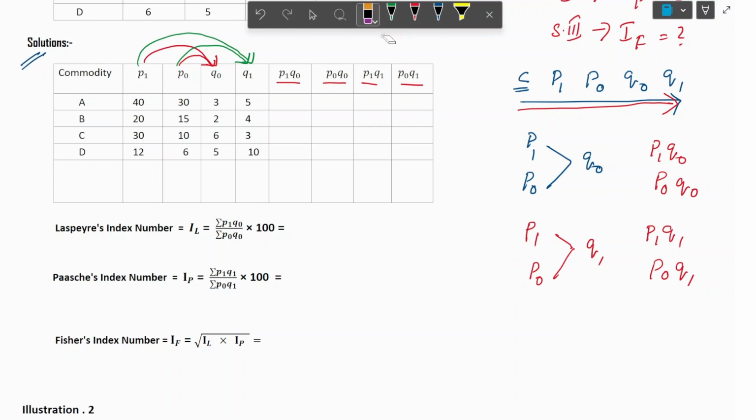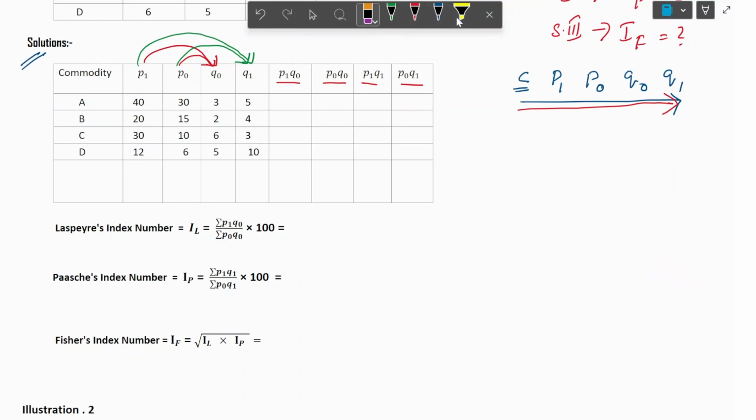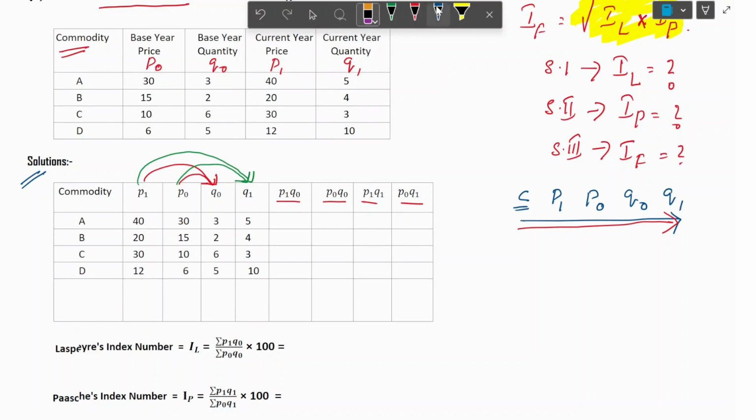Okay. Now here we are going to calculate these values. See here, while copying from the question, don't make mistakes. The price here, P1. P1 means current price, right? The current year prices I have written are 40, 20, 30, 12. The same way we copy P0, Q0 and Q1. Now what are we going to do? We multiply P1 into Q0. First we fill this column: 40 into 3 is 120. Next 40 into 2 is 80. It's 30 into 6, that is 180, and next 12 into 5, that is 60.